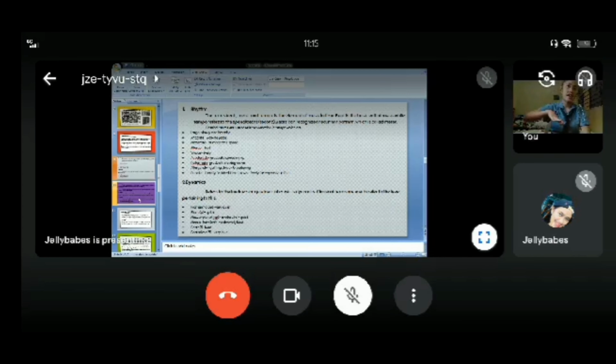Kung may quiet, mas mababa sa quiet, medyo quiet, medyo malakas, malakas, sobrang lakas. Ganun yung dynamics.